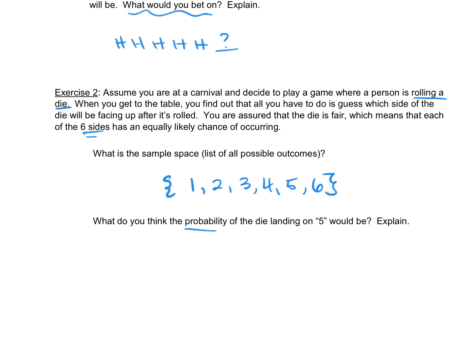So what do you think the probability of landing on a 5 would be? Well, there are 6 numbers to choose from, so our total sample space has 6 elements in it, and the number 5 is one of those. So it looks like it should be 1 out of 6, which if I want to write that as a decimal, it's going to be about 16.7% chance.